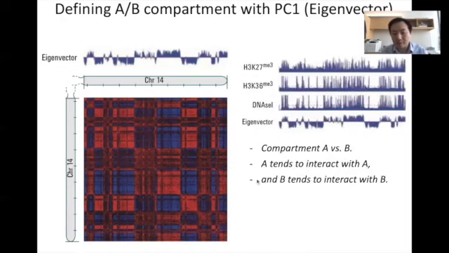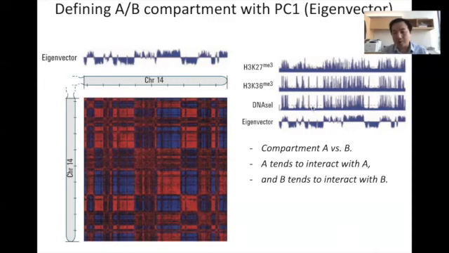And when the authors compared the eigenvectors with gene density and with histone modification marks, they observed that the positive values, which they call compartment A, really correspond to gene-dense regions and a lot of active transcription. And the negative values of the eigenvector really correspond to gene deserts, and a lot of times they're enriched for repressive marks.